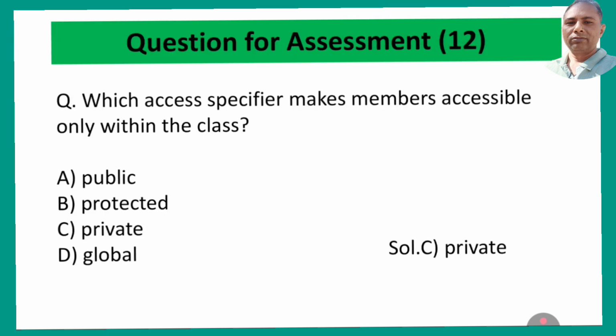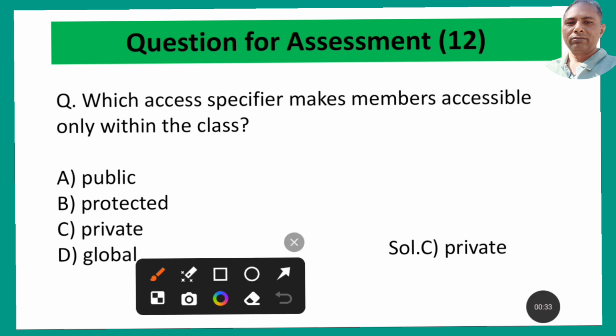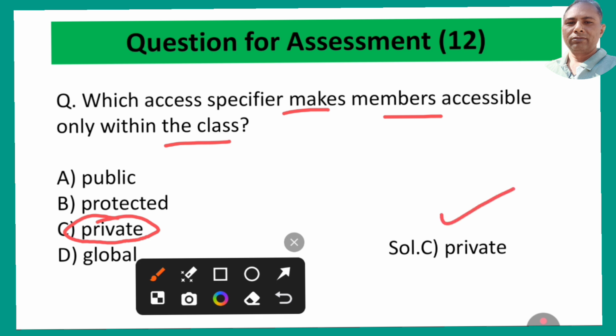Before discussing these topics, we would like to discuss the question given to you during the previous lecture. The question was: which access specifier makes members accessible only within the class? The options were public, protected, private, and global. By making the access specifier private, we cannot access the members outside the class. So I think option C is the correct answer for this question.